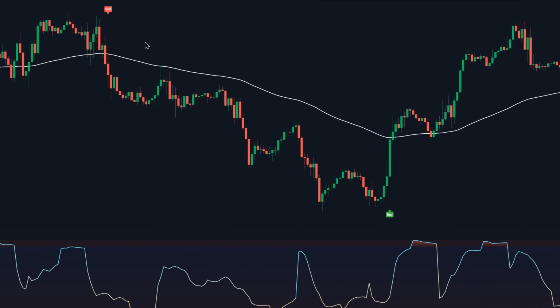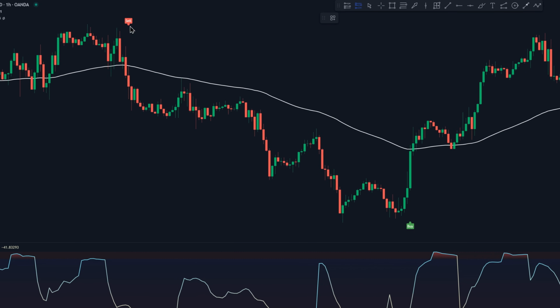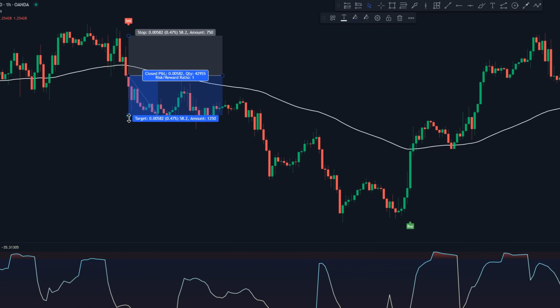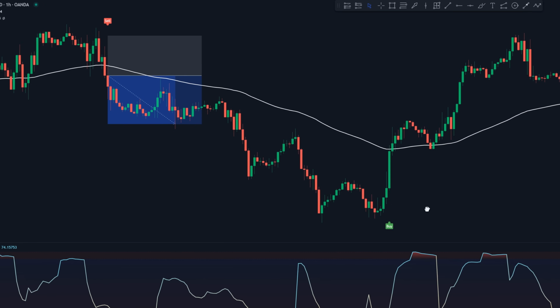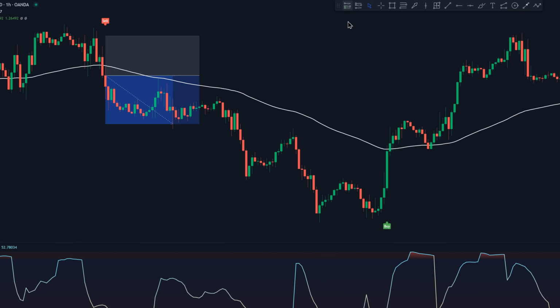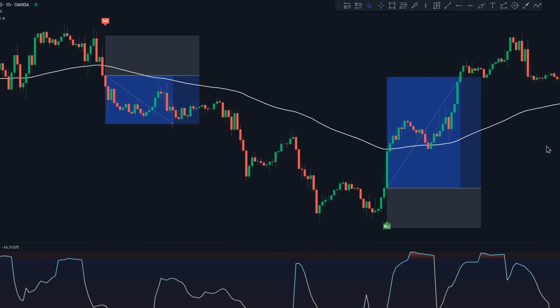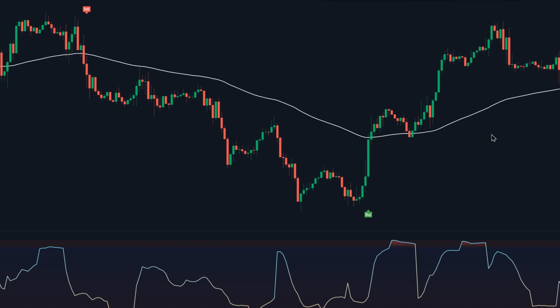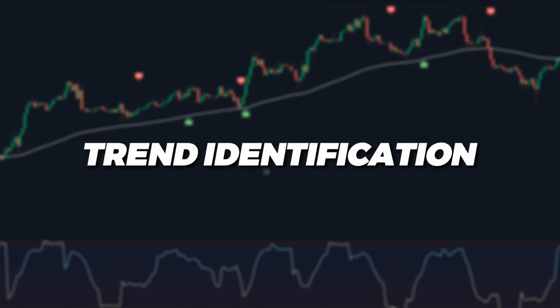Now, the Parabolic SAR indicator is going to be giving us the final entry confirmation. If it's a sell entry, we're going to wait for a sell signal from the Parabolic SAR. If we're looking for a buy entry, well, we're going to wait for a buy signal from the Parabolic SAR. Simple.